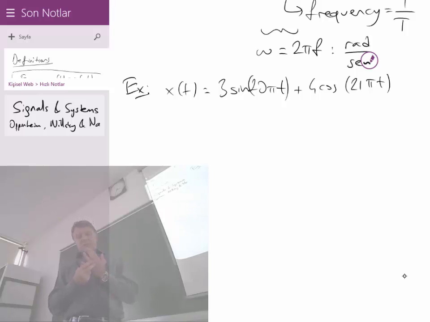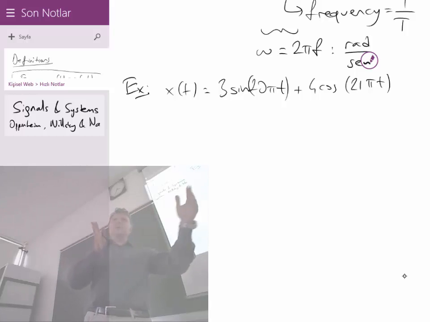What is the least common multiple of 1 over 20 and 1 over 21? I sincerely believe that the answer is 1. 1 over 20 and 1 over 21 will meet at 1. In 1 second, the first one will make 20 oscillations. In 1 second, the other one will have 21 oscillations, and then they will meet in 1 second. So the period of this x of t is 1 second actually. Right?